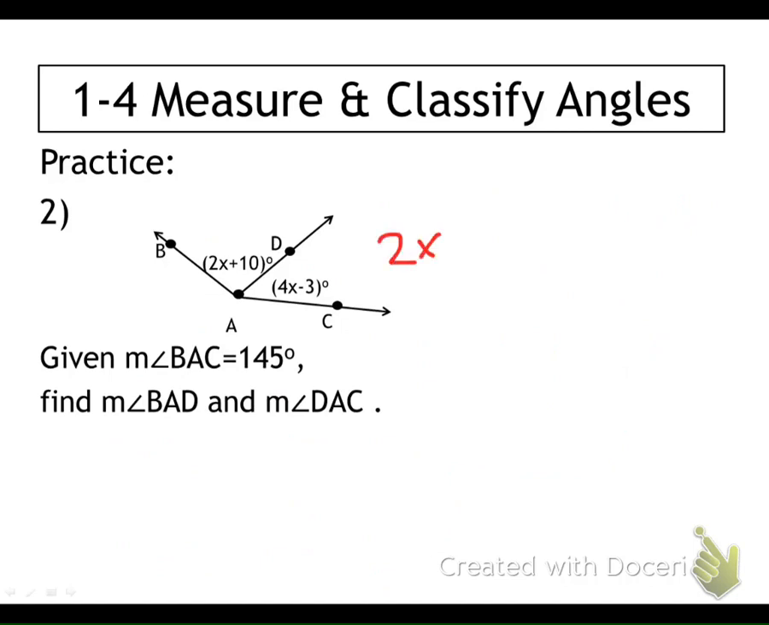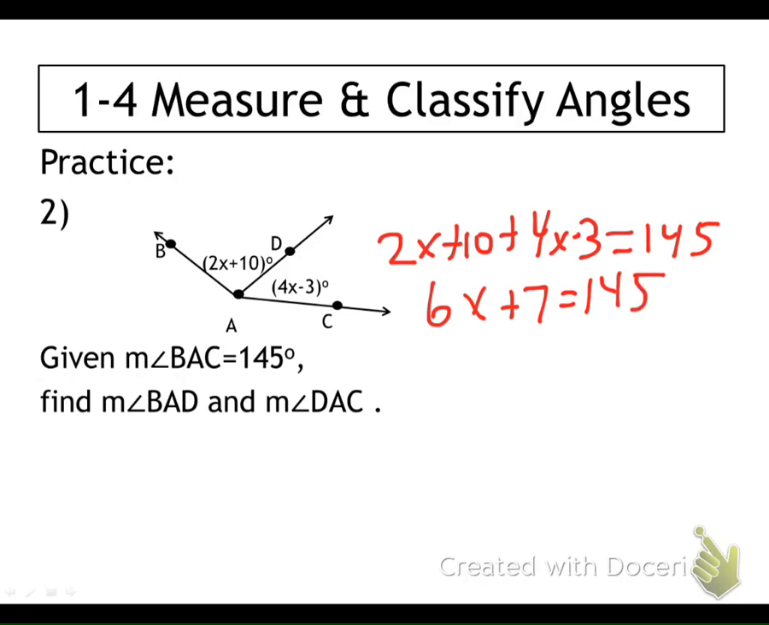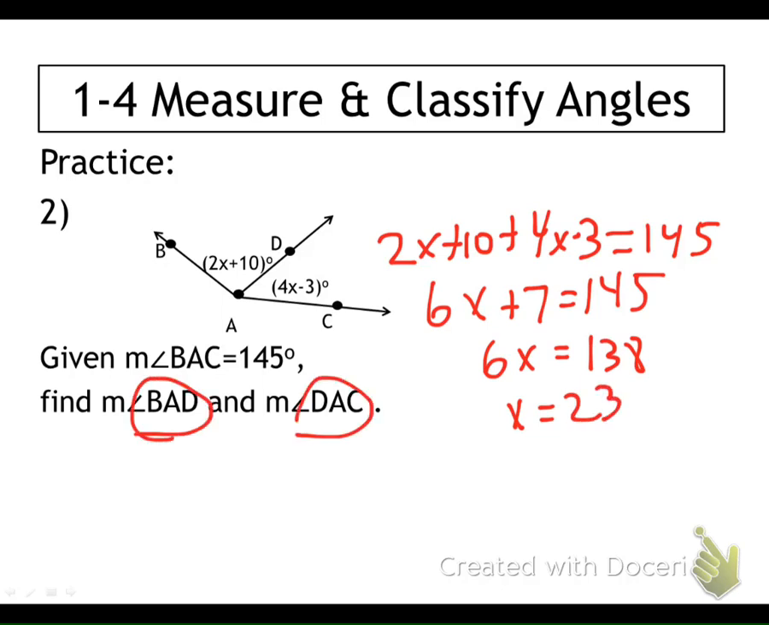So 2x plus 10 plus 4x minus 3 equals 145, the larger angle. 6x plus 7 equals 145. 6x equals 138. X equals 23. So we are asked to find angle BAD and angle DAC. So simply substitute, plug in 23 right here, so that's going to be 46 plus 10.